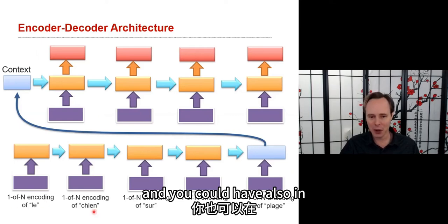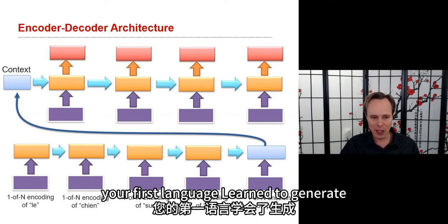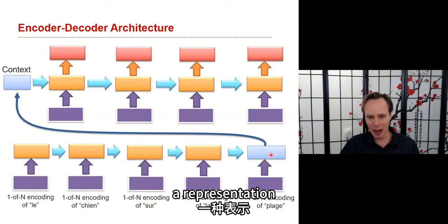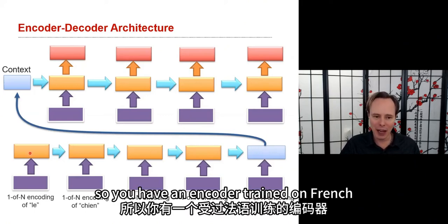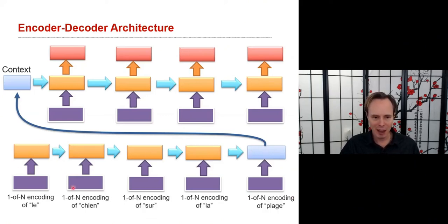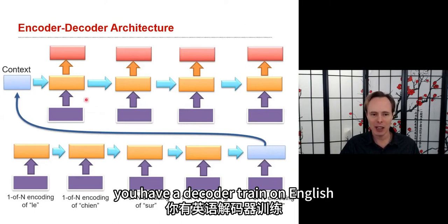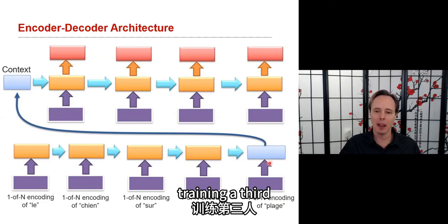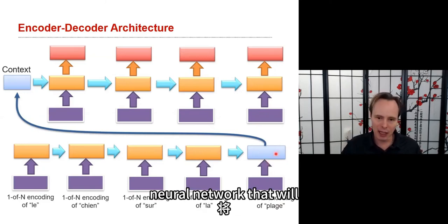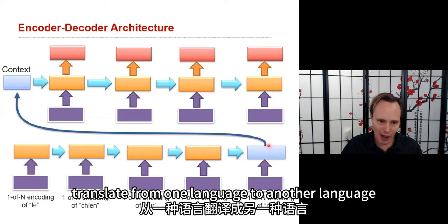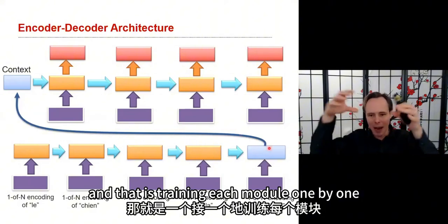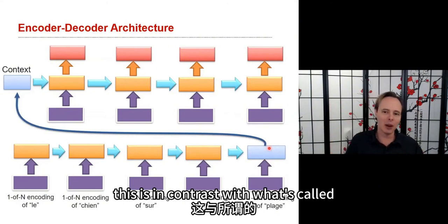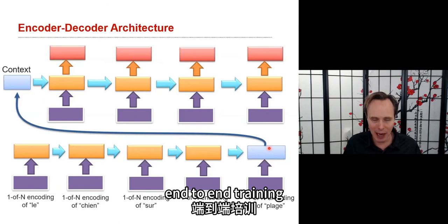And you could have also in your first language learned to generate a representation. And then you could imagine, so you have an encoder trained on French, you have a decoder trained on English, and you could imagine training a third neural network that will translate from one language to another language. And that is training each module one by one. This is in contrast with what's called end-to-end training.